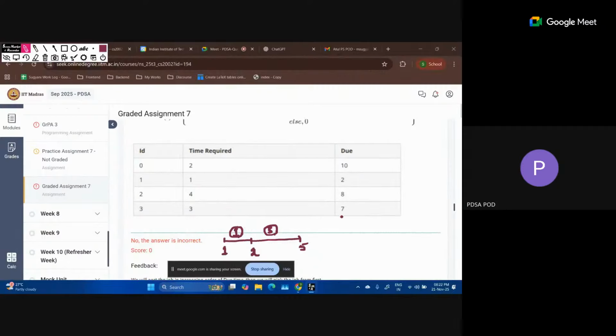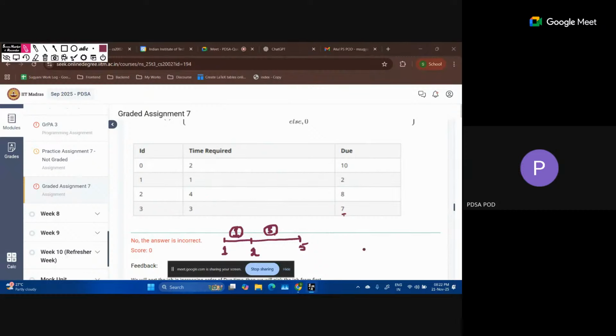The due time is 7, but we are done at 5. We are due by the 7th hour, but we are done by the 5th hour. So our lateness is 0.